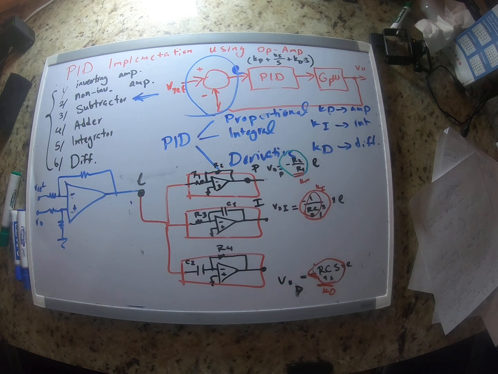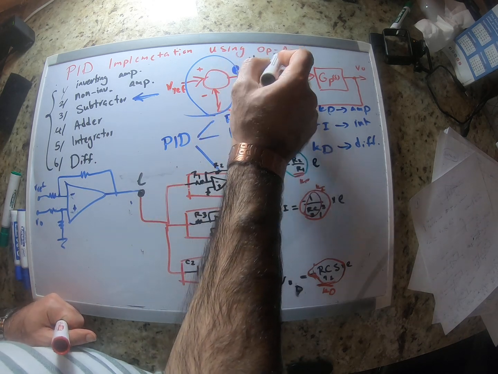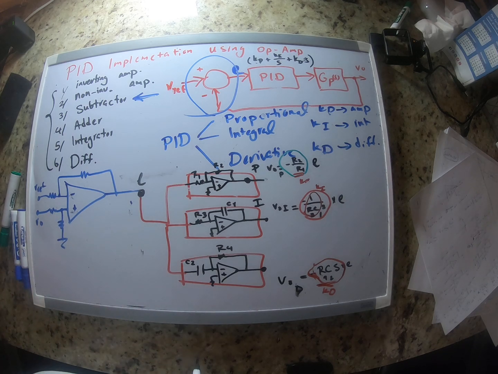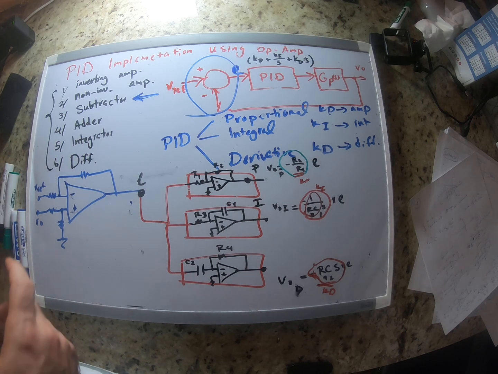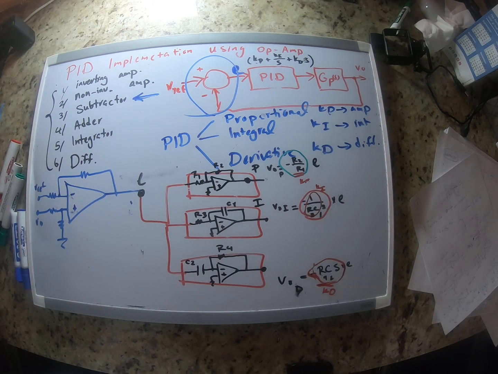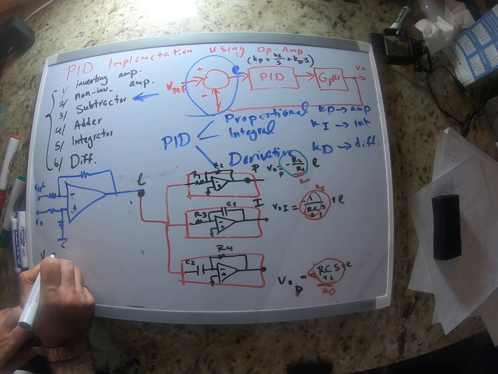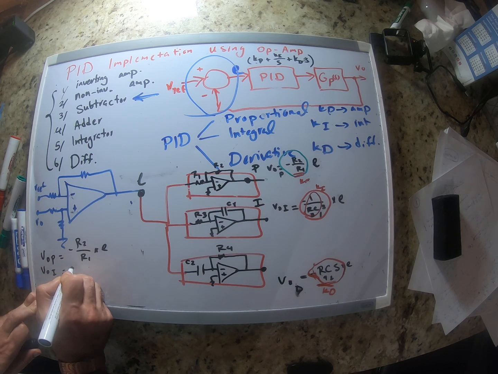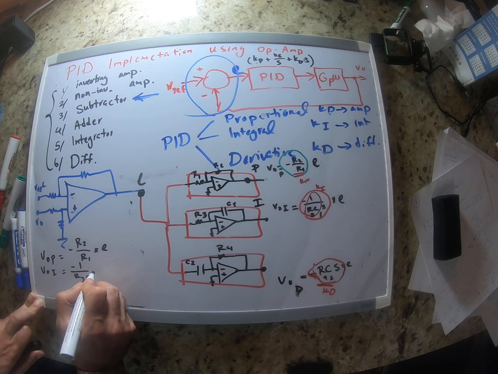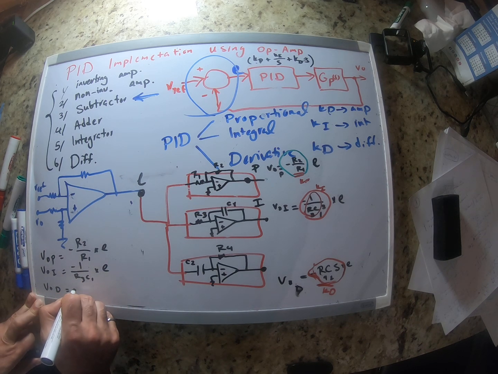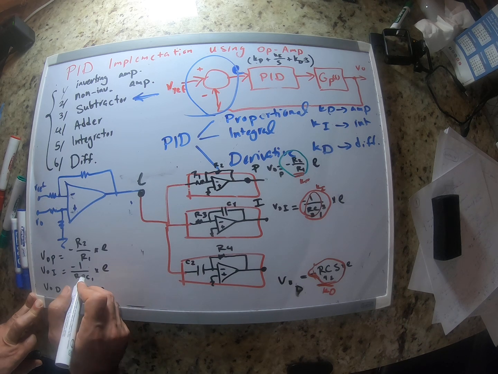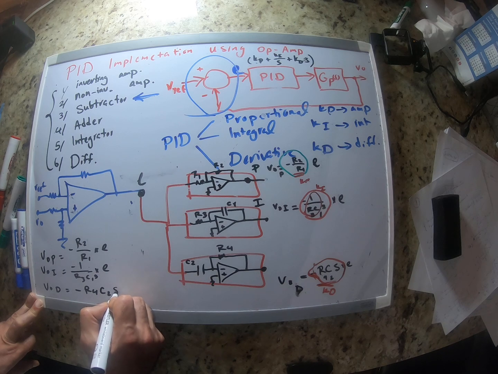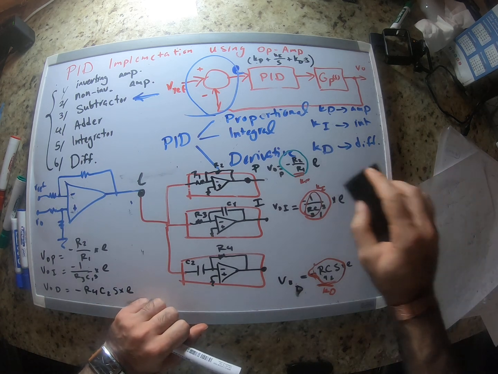Good? So we created each of these terms separately. Now we just have to add them, right? Do we have a circuit that adds 3 voltages? Yes, we do, right? So let me actually write these terms here. VOP is equal to negative R2 divided by R1 times E. VOI is equal to negative 1 over R3C1 times E. VOD is equal to negative R4 C2, there's an s here, s times E. Now I'm just going to erase these ones.